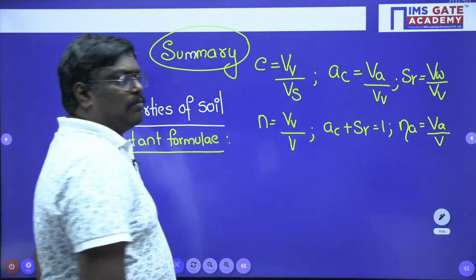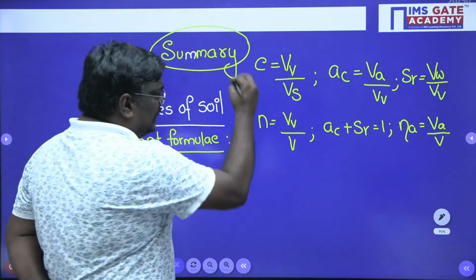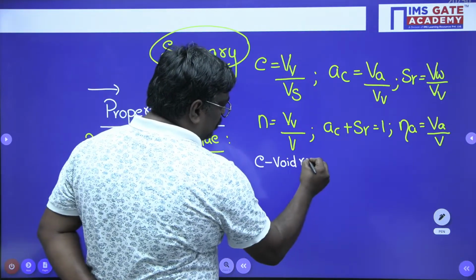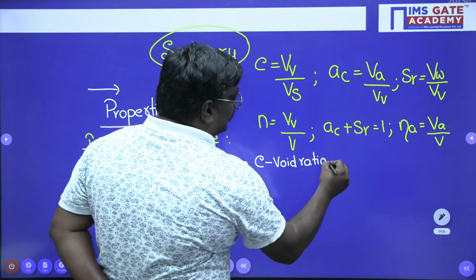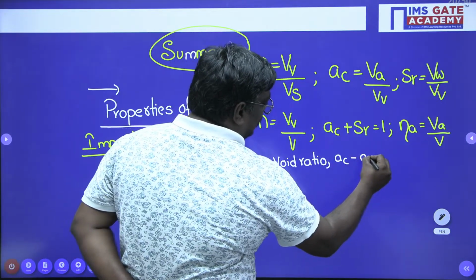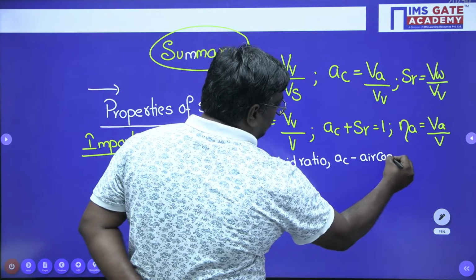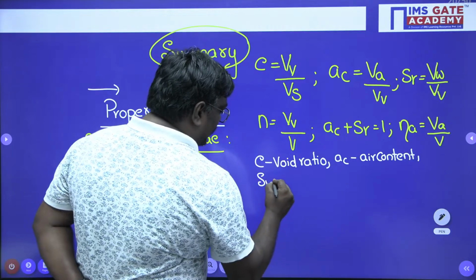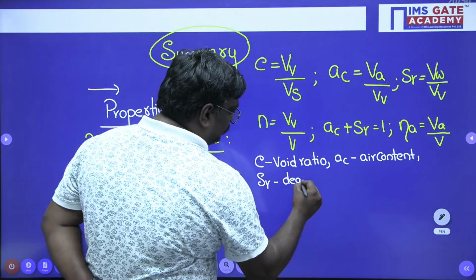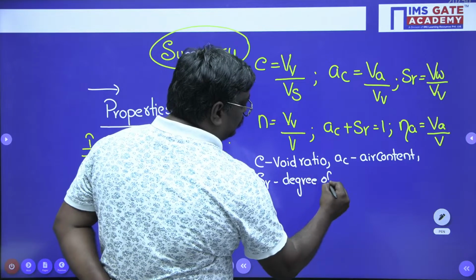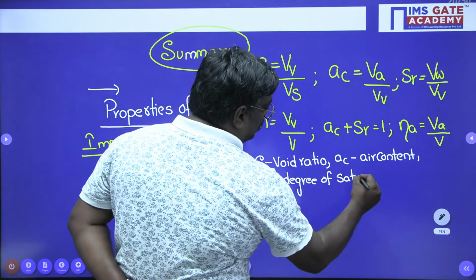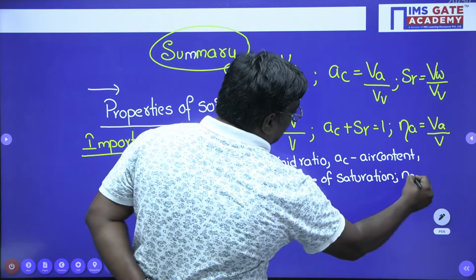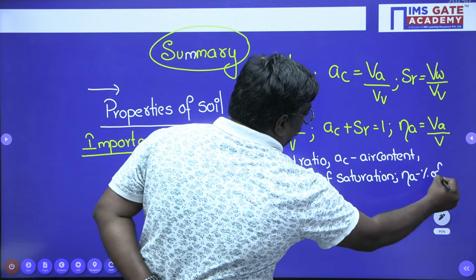Now don't ask me, sir, what is E? E is nothing but the void ratio. AC is the air content. What is SR? SR is the degree of saturation. Na is the percentage of air voids.